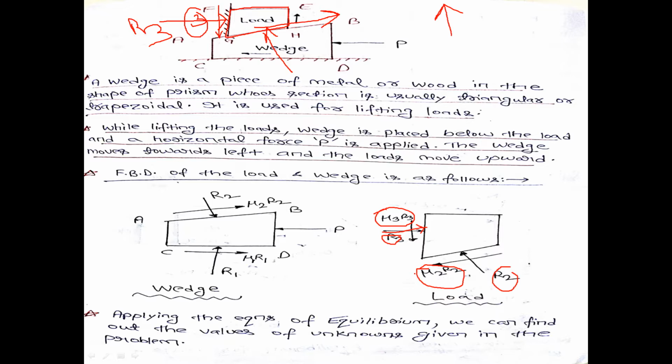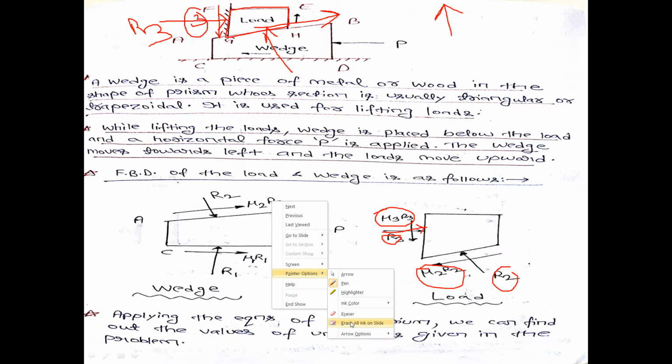Now you use the different equations of equilibrium, that is Fx = 0, Fy = 0, moment = 0, and we will try to find out the unknown parameters given in the problem. So this is all about wedge friction. Any doubt in wedge friction, or any doubt regarding the FBD part of the load and the wedge? No, sir, no doubt. Okay, let us solve some problems, then it will be clear to us how this wedge friction works.